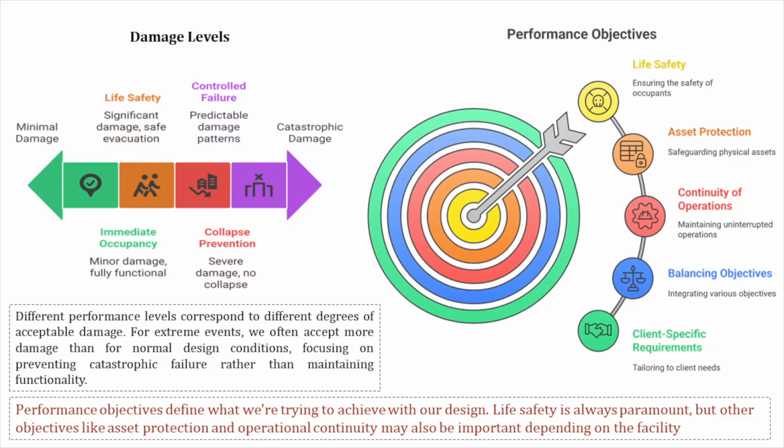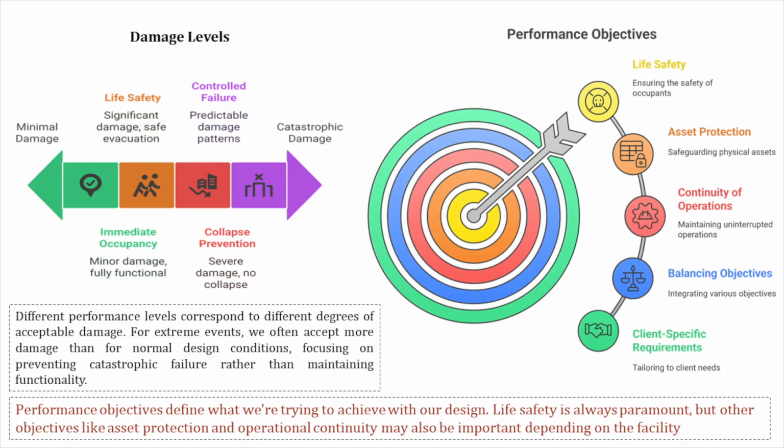So different performance levels correspond to different degrees of acceptable damage, which have to be defined and assigned to different types of structures. For extreme events, we often accept more damage than for normal design considerations. We always focus on preventing catastrophic failure rather than maintaining the functionality. Performance objectives depend upon the usage of the structure.